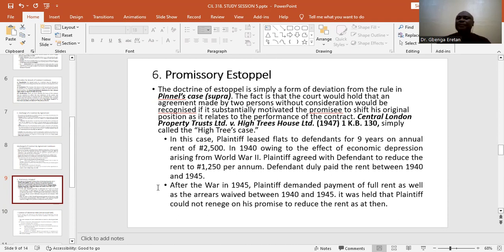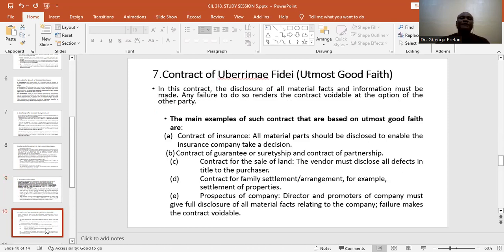It was held that the plaintiff could not renege on his promise to reduce the rent as at then. This is the principle of estoppel: when you promise a person under a contract to perform a responsibility and such a person relies on your promise and alters his original situation, you cannot come back to say that you did not promise. And that is the principle of promissory estoppel.